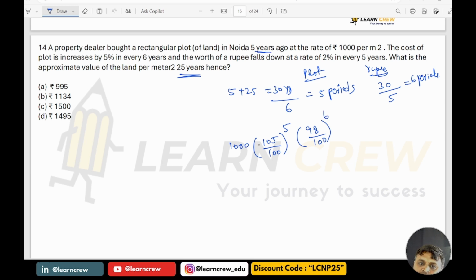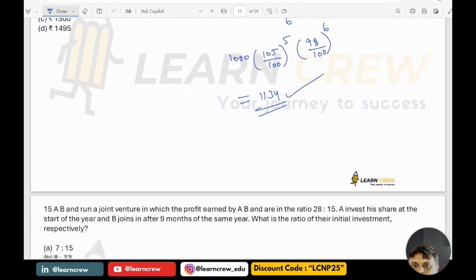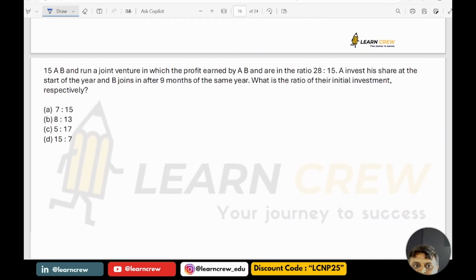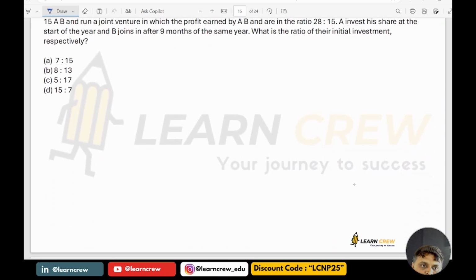Now 1000 into 105 by 100. So now how much are you going to get here? If you simplify this, the answer cannot be less than this value. So it is wrong. Answer is not more than 1200. So the answer is approximately 1134. If you simplify, you will get the exact value. It is approximate value 1130 approximate. Question number 15.